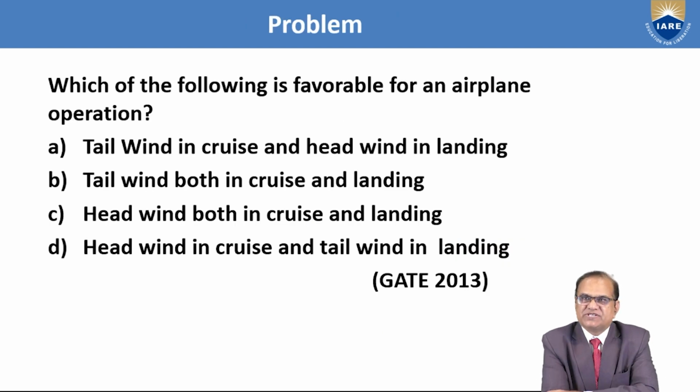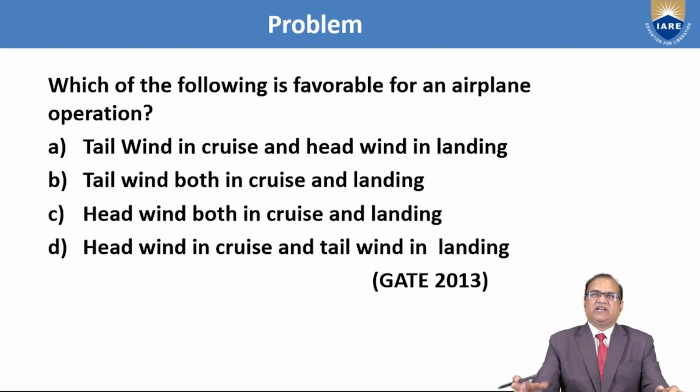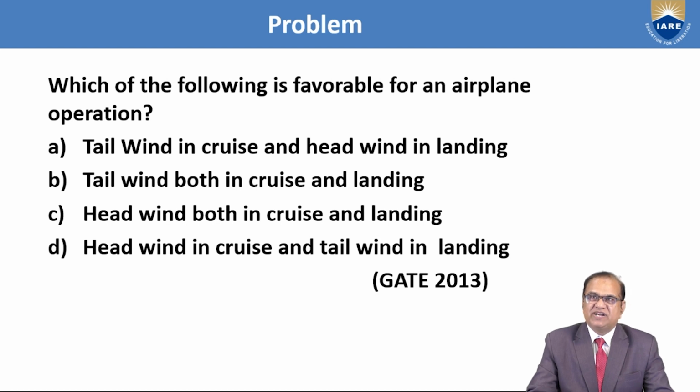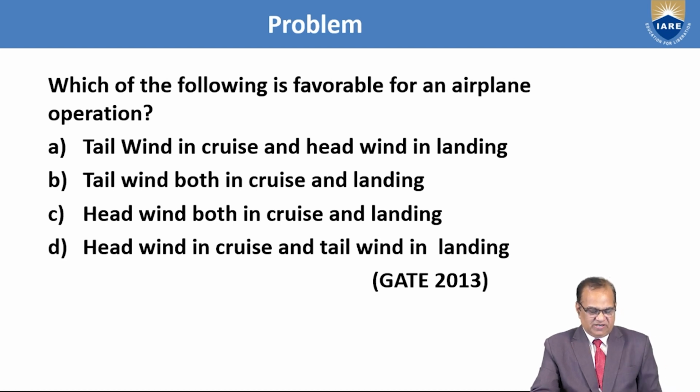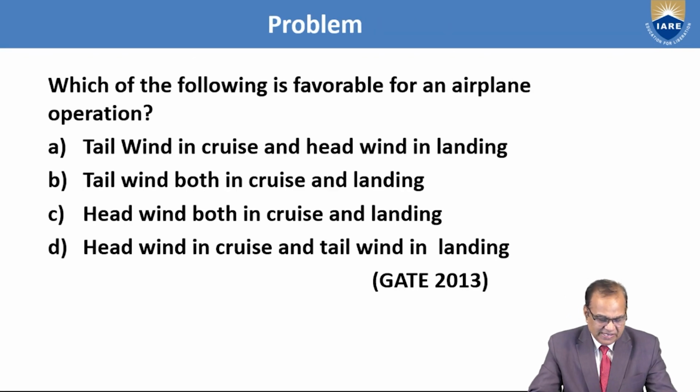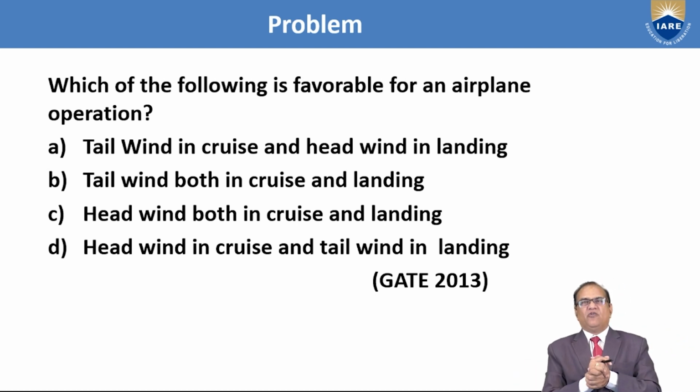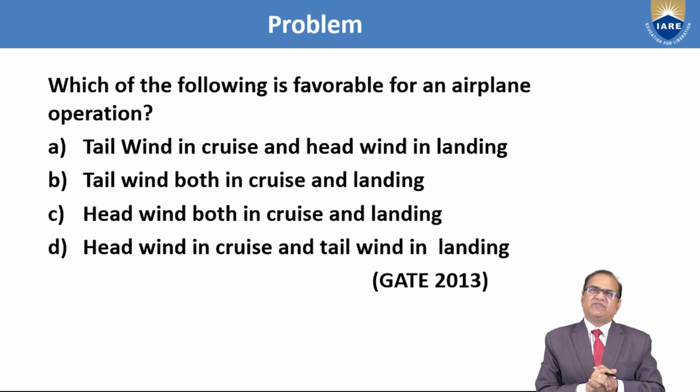Now a small problem is given here. Which of the following is favorable for an airplane operation? A, tailwind in cruise and headwind in landing. B, tailwind both in cruise and the landing. C, headwind both in cruise and the landing. D, headwind in cruise and tailwind in landing. So we will see how it is happening. Which of the following is favorable for an airplane?